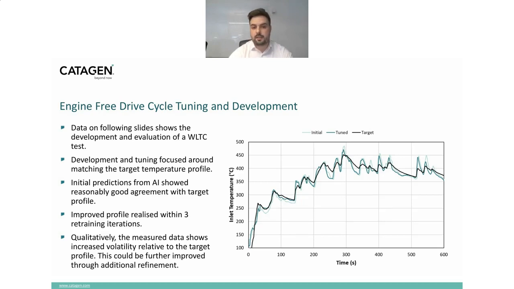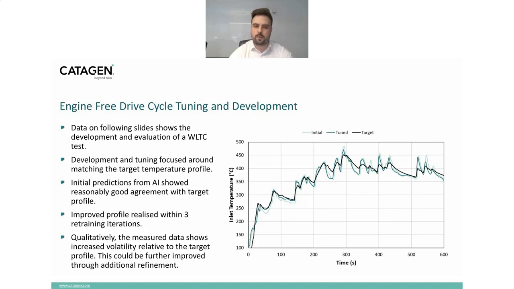So we took that test data and retrained the AI a couple more times. In total, we've had 3 retraining iterations for this. And then we can see the tuned data in the dark green line where we're seeing much better agreement, particularly around cold start. Again, we do see, qualitatively, a little bit more volatility in the measured, even the tuned data relative to the target. But for us, this is something that we could tune out further if we felt that it was necessary.